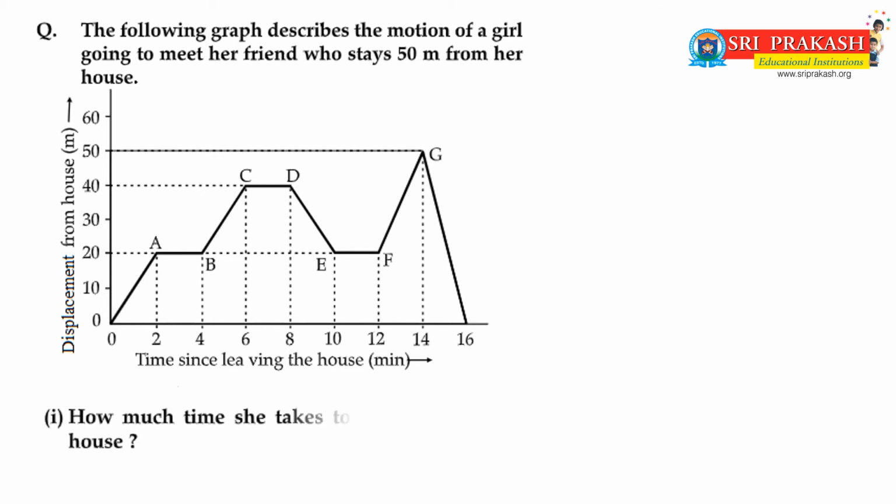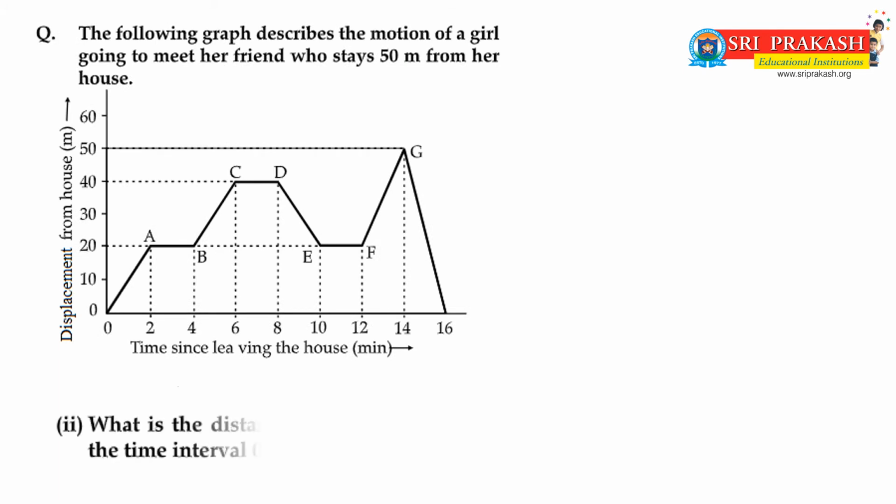The first question goes here. How much time does she take to reach her friend's house? Her friend's house is 50 meters from her house. On y-axis, you can see at 50, we have this point G. So she is able to reach that 50 meters in 14 minutes. So the answer for the first question is she took 14 minutes to reach her friend's house.